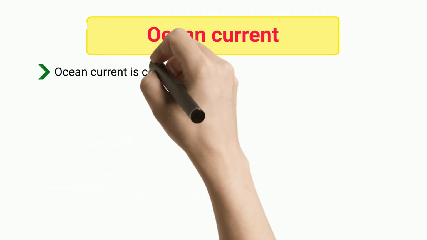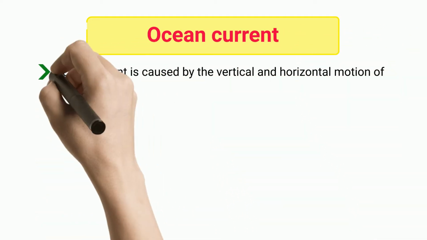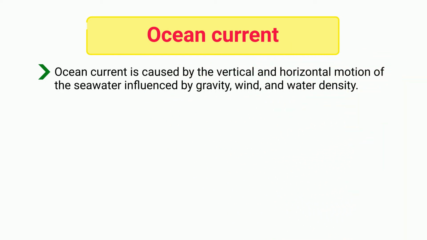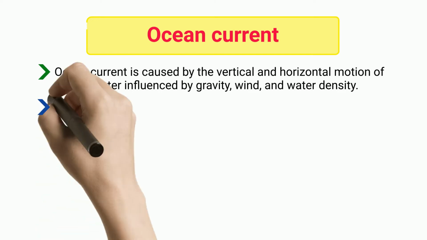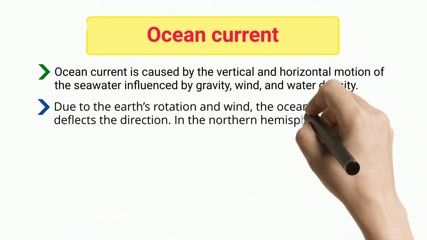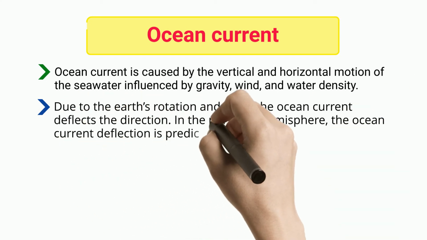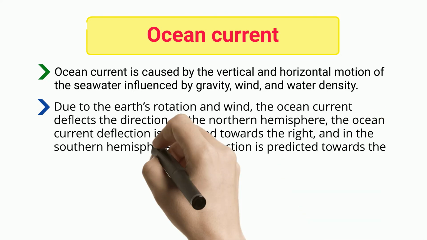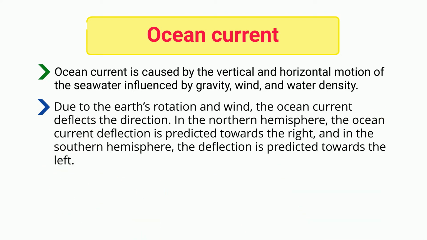Ocean current. Ocean current is caused by the vertical and horizontal motion of the seawater influenced by gravity, wind, and water density. Due to the Earth's rotation and wind, the ocean current deflects its direction. In the northern hemisphere, the ocean current deflection is predicted towards the right, and in the southern hemisphere, the deflection is predicted towards the left.